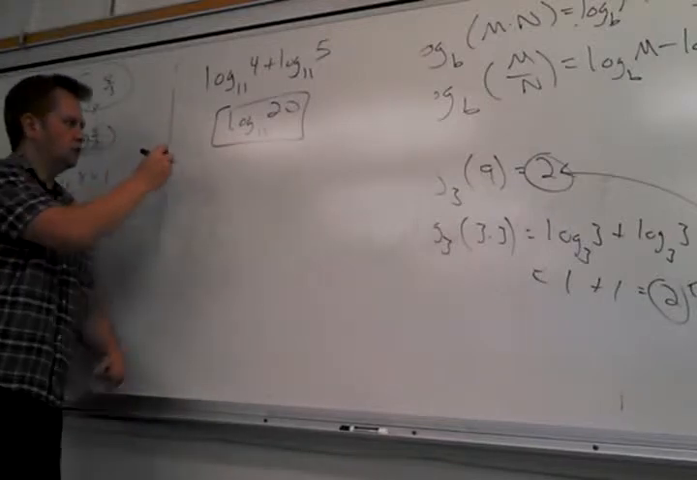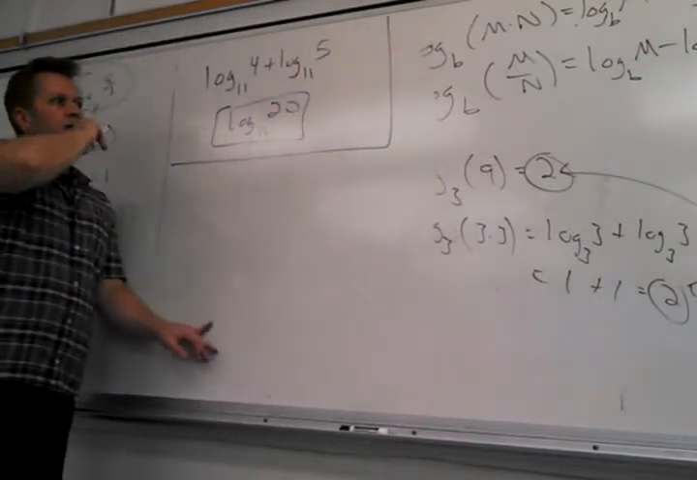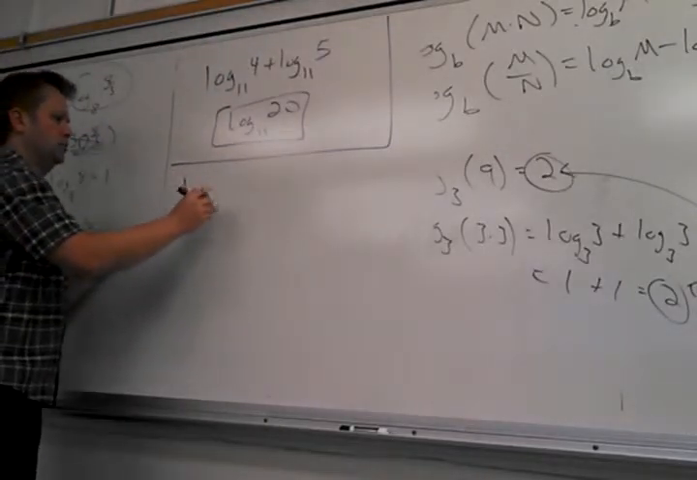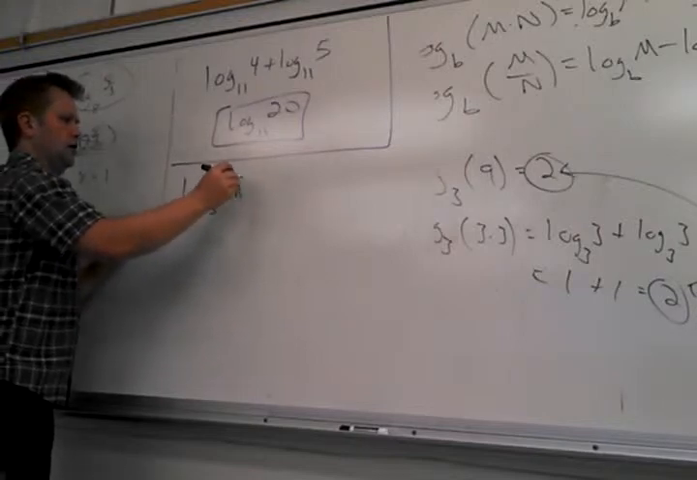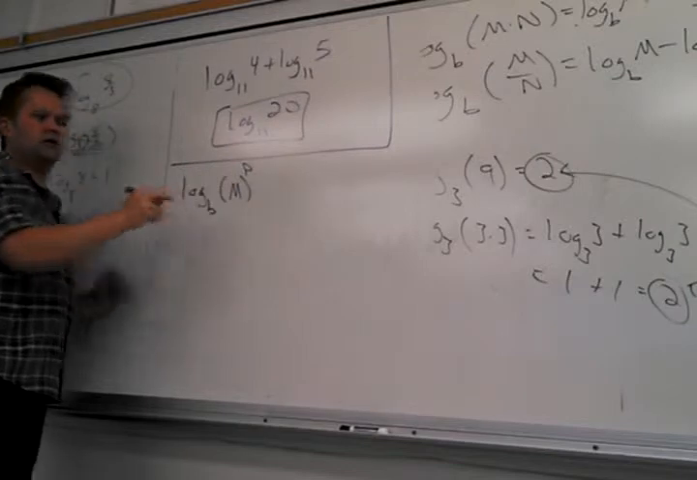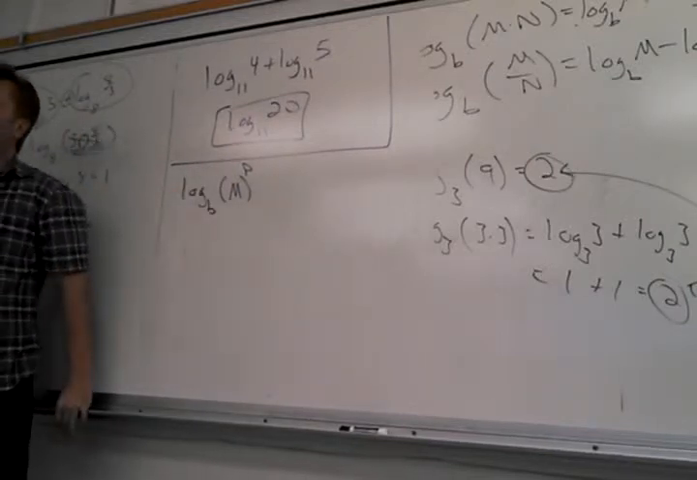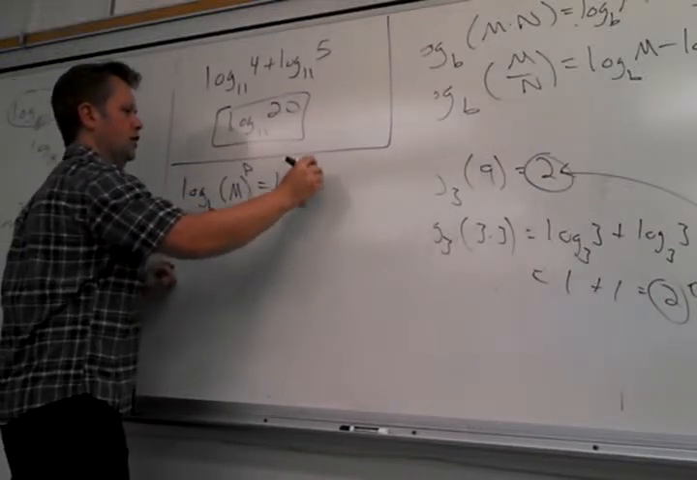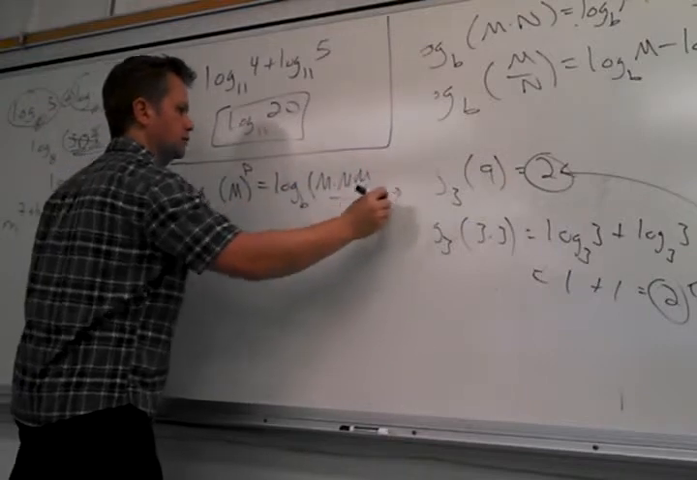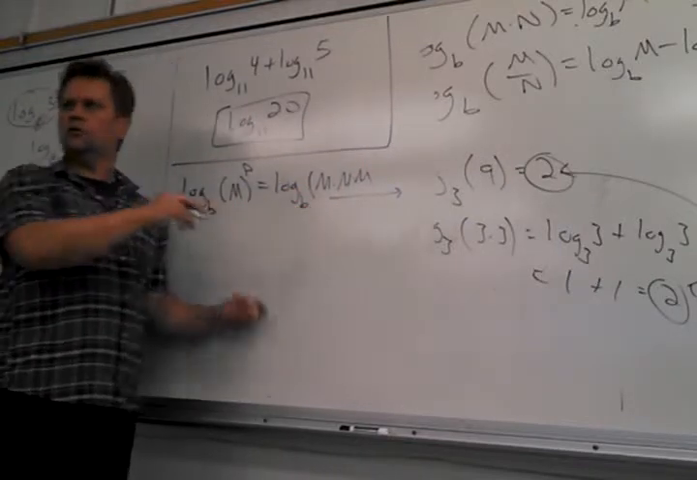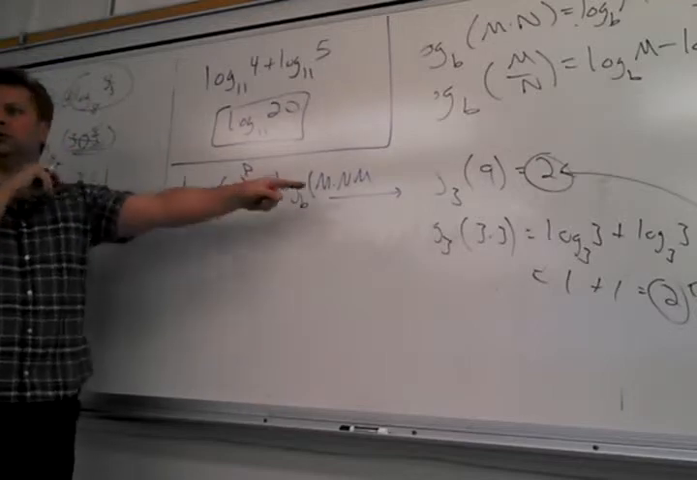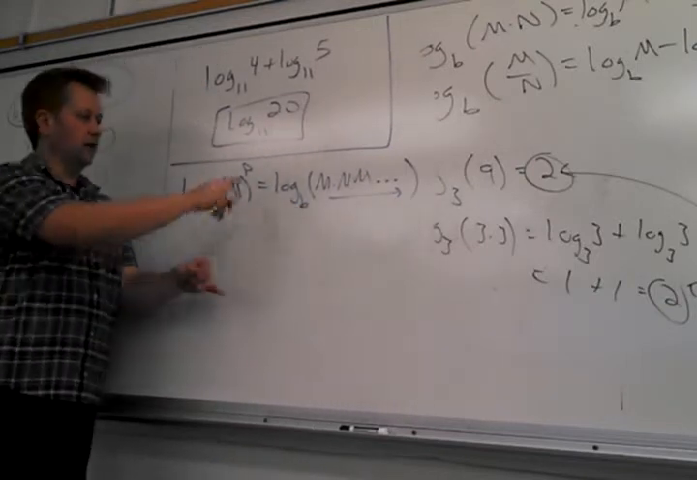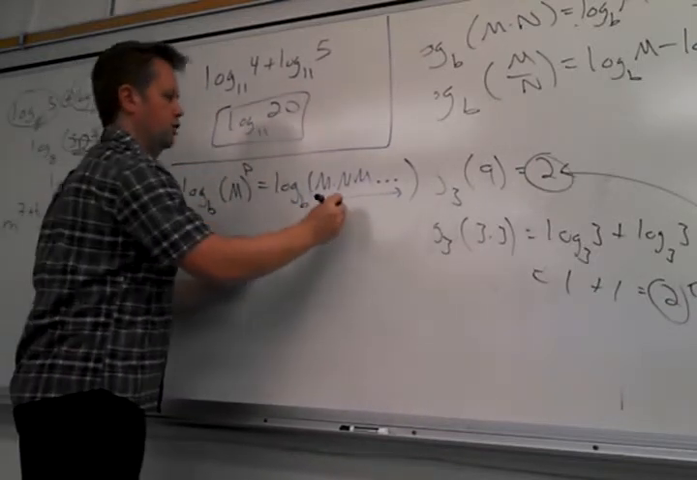All right, last and most important property, and this actually comes off of that very first property. Let me ask you this. What if I had log base b of m to the p? Wouldn't this be log base b of m times m times m? How many times? If it was cubed, it'd be 3 times. I mean, how many times total would I have to write it? P times. You don't know how much, whatever p is.